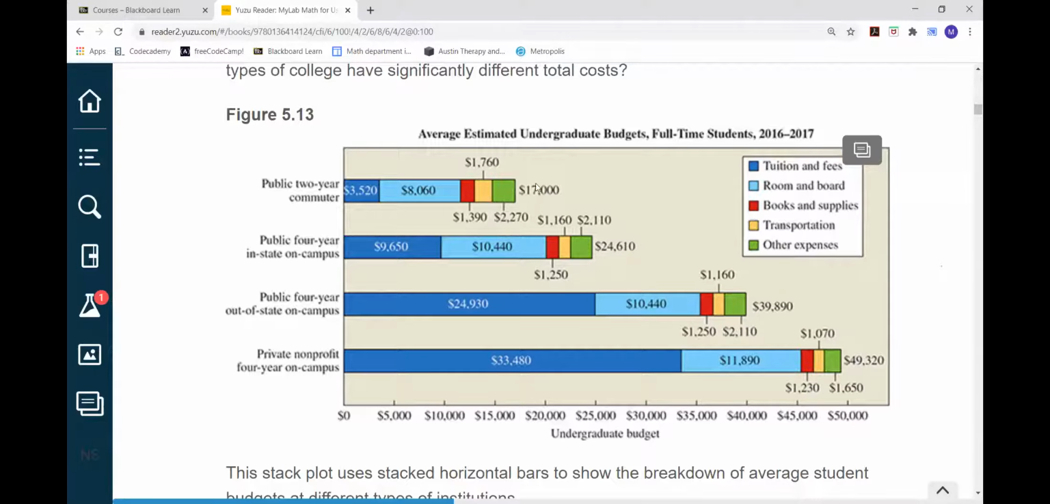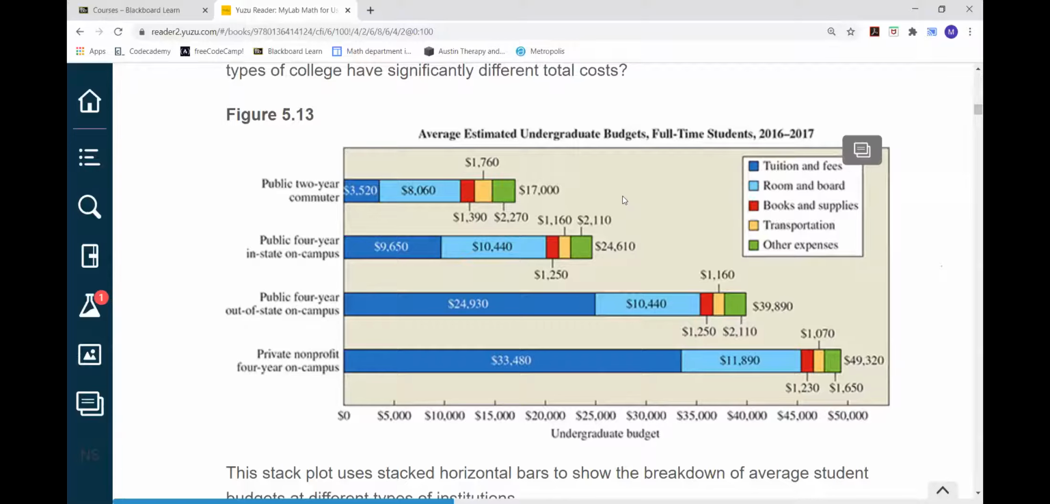The green definitely changes quite a bit from here to here. The yellow definitely changes quite a bit from here to here. I think red is probably the most consistent. So red would be what? Books and supplies. So why would books and supplies be the same?